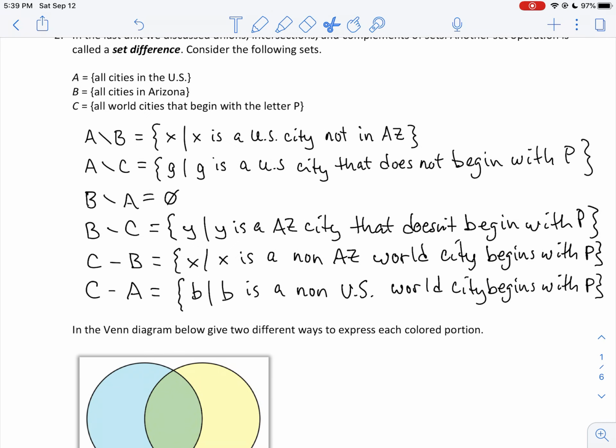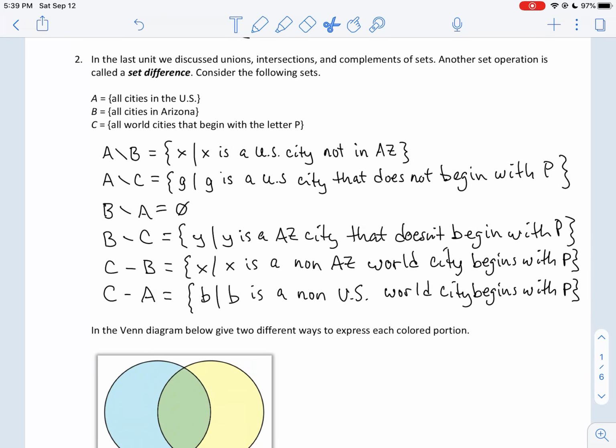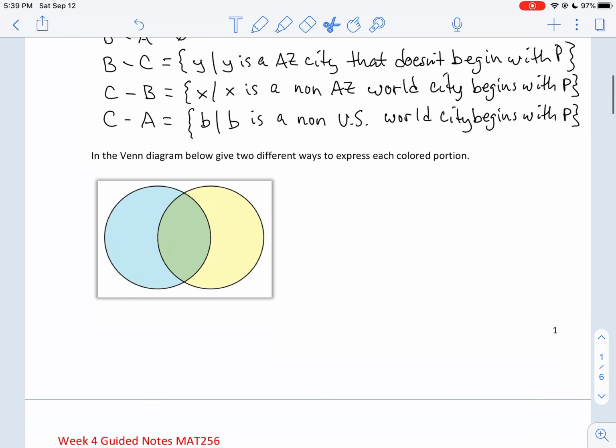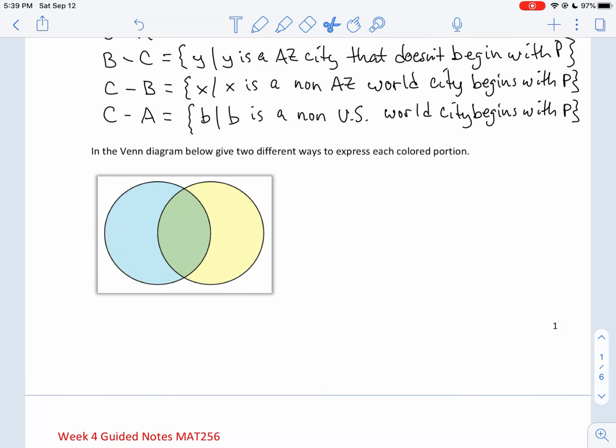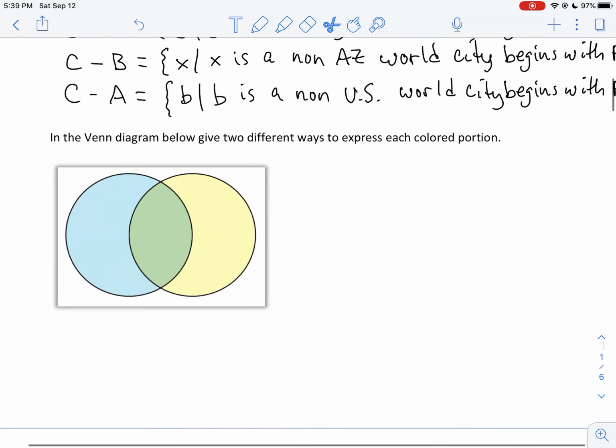There. Good enough. So those are all the different possible differences you could do given these three sets. Now let's do a little exercise. We have a Venn diagram here.